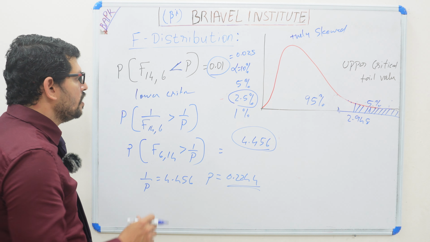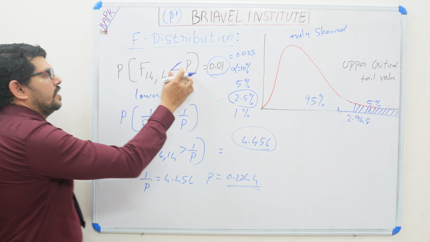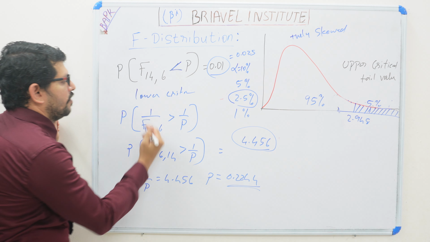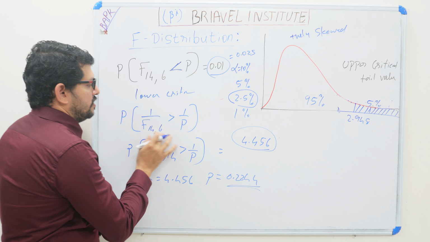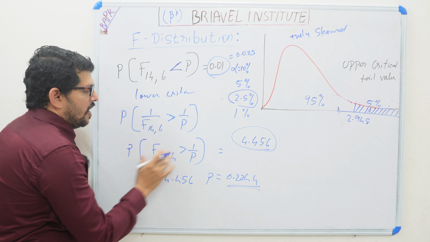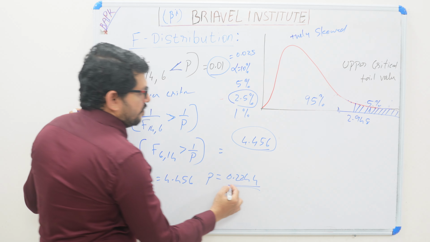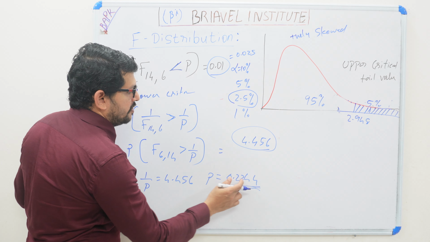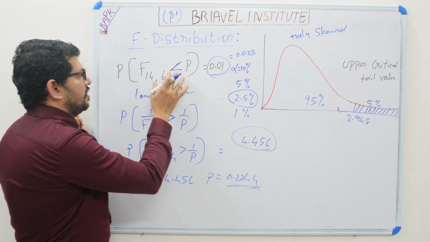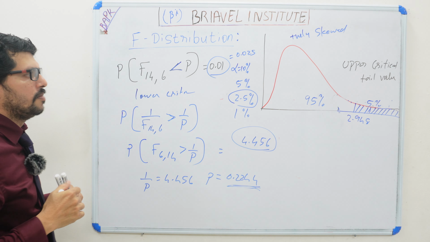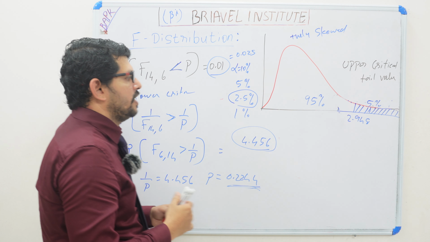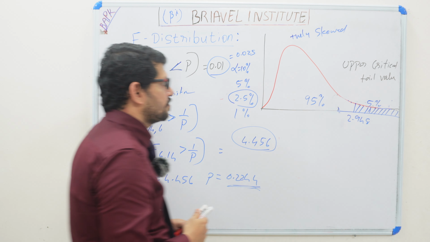So whenever we get a lower critical value, we need to change to 1 divided by F of the degrees of freedom, and this symbol also changes when finding the value. So the probability p value is 0.2244 at the 1% significance level. So we studied the lower critical value and upper critical value and how to find the probability.